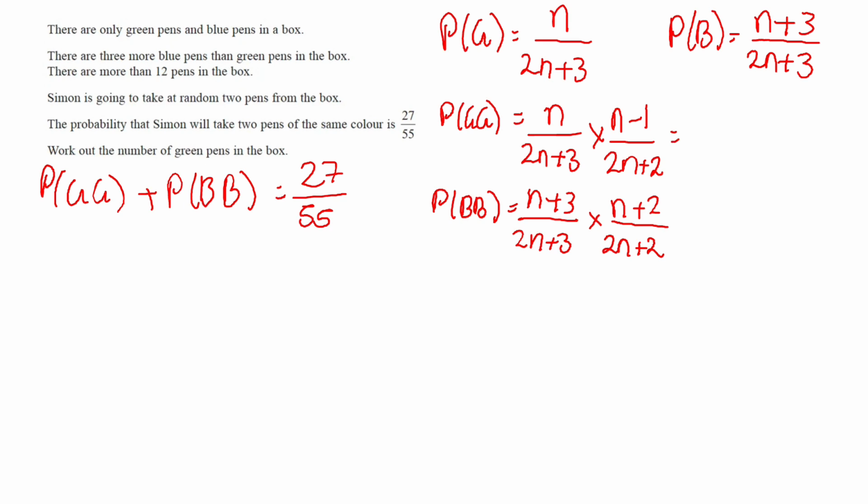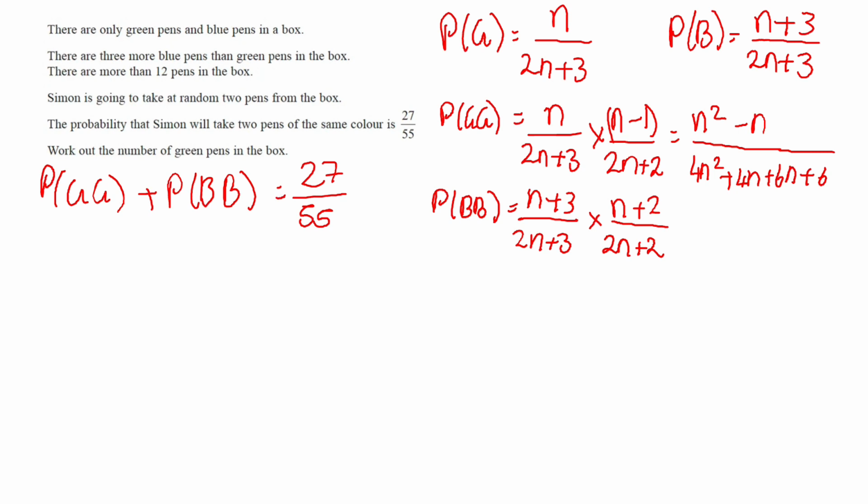So imagining this is like a single bracket, we have got n squared minus n for the numerator, and our denominator, imagining this is a double bracket, you have got 4n squared, and then you've got 2n times 2 to get 4n. Then we've got 3 times 2n to get 6n, and we've got 3 times 2 to get 6.